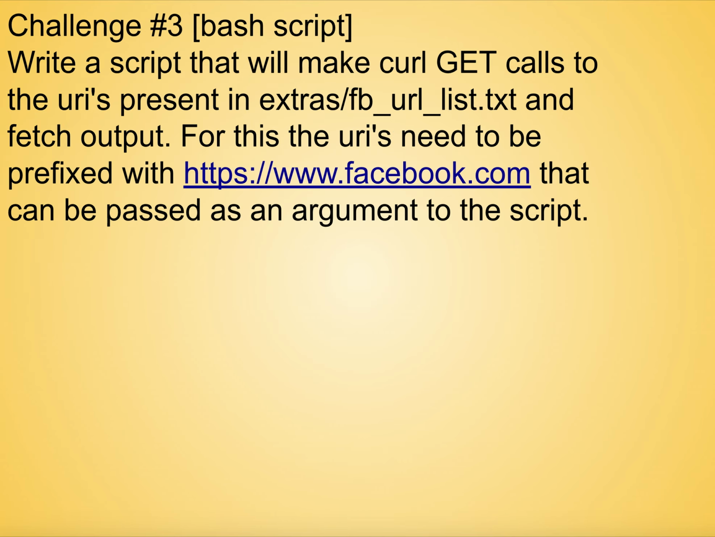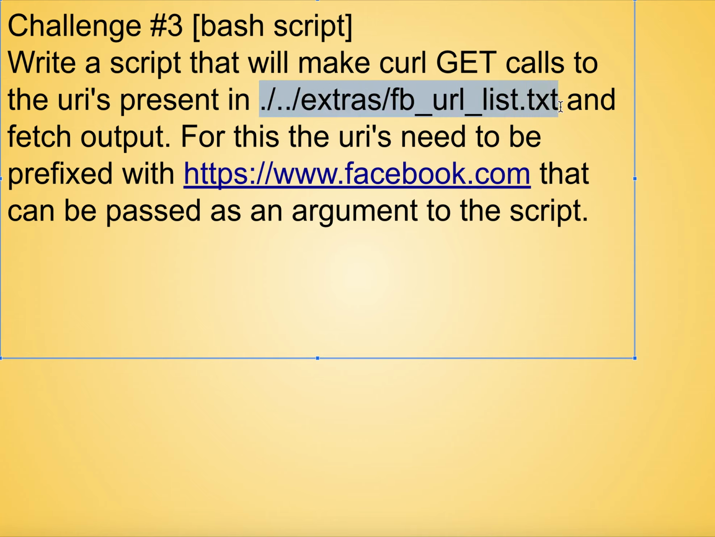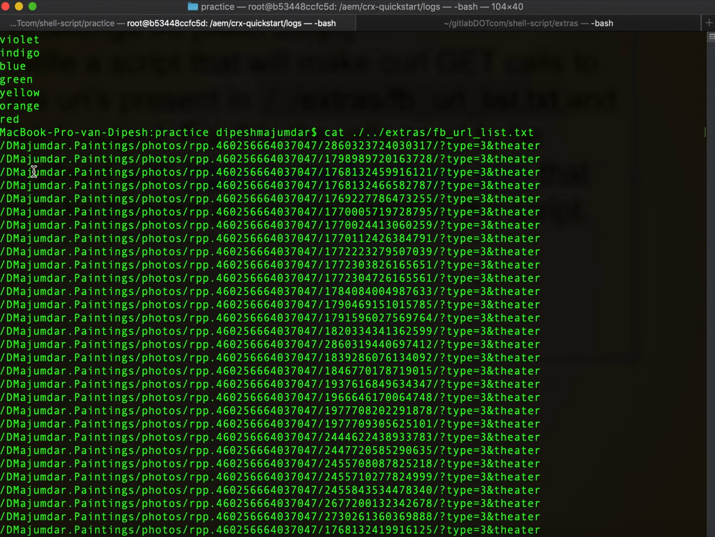Next I go to challenge 3, which will be a bash script. What it is saying is that there is a file inside this directory. Let us see what is in that file, and then I come back to the question. So cat, just copied it now. This is a list of my paintings on my Facebook page, and you can see these paintings.